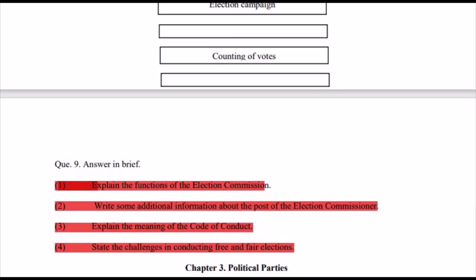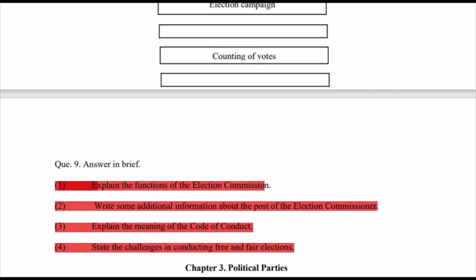Resolving all the disputes and complaints regarding elections is the topmost priority of the Election Commission. So these are a few of the duties of the Election Commission.